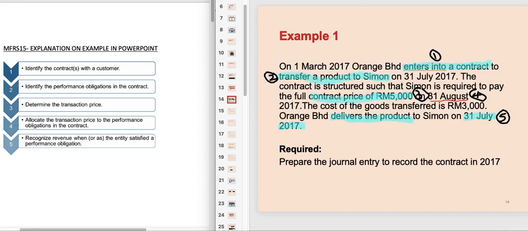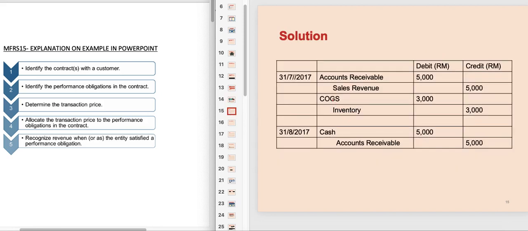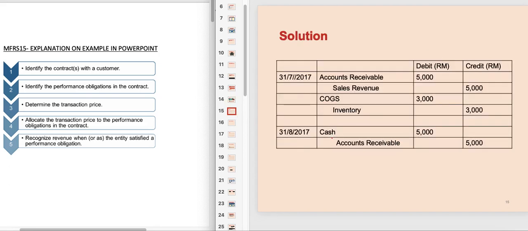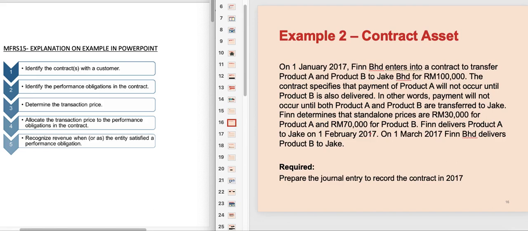And then the cost of goods transferred is 3,000. Therefore you will debit the cost of goods sold 3,000 and credit inventory 3,000. Okay, and then when you receive money on 31st August, you will debit bank or cash 5,000 and you will close the account receivable 5,000. Okay, I hope you understand on that part. Okay, let's go to example 2.